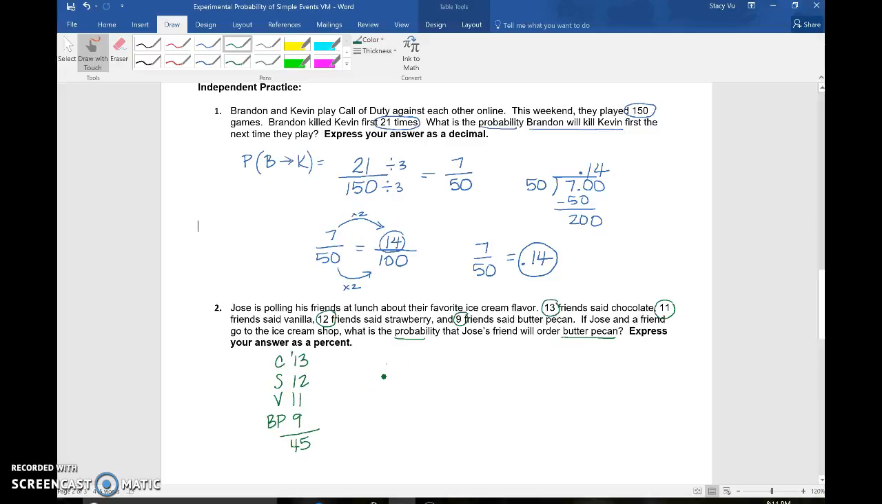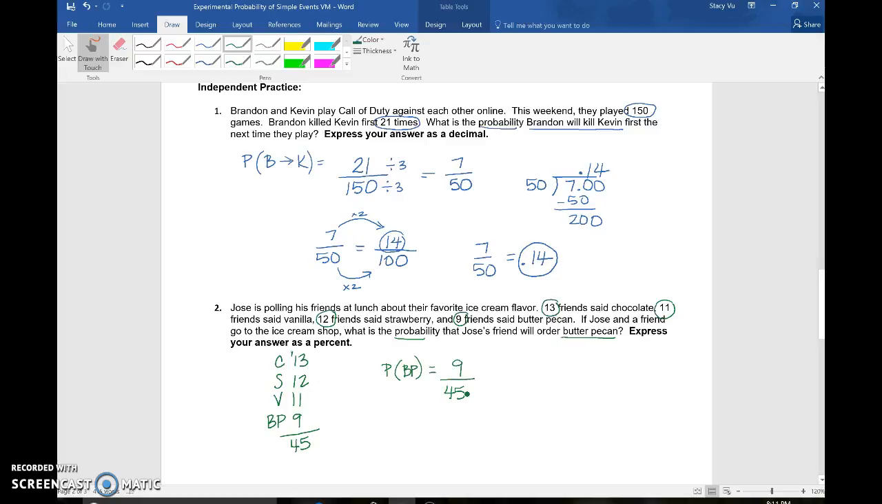And I am looking for the probability of butter pecan. So what I'm looking for, what actually happened, is going to go on top. So the actual number of butter pecan goes on top. So 9 friends with butter pecan. And on the bottom is the total number of trials, or the total number of friends. So 9 over 45 is my probability.